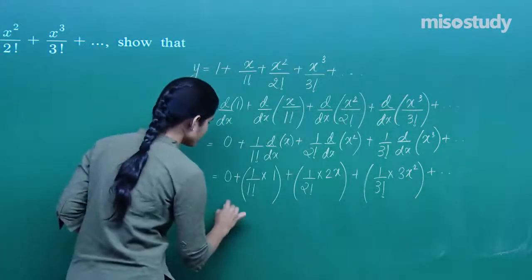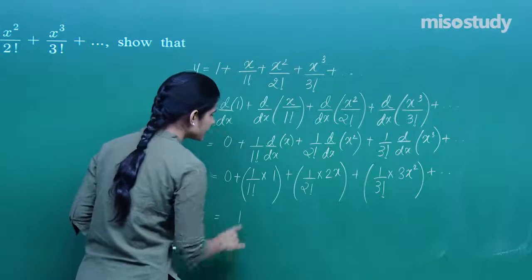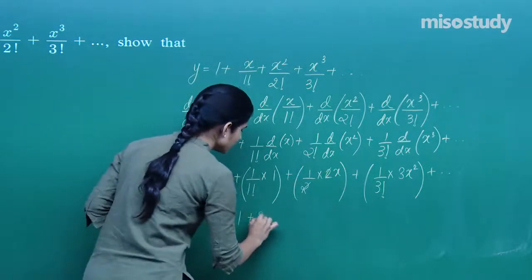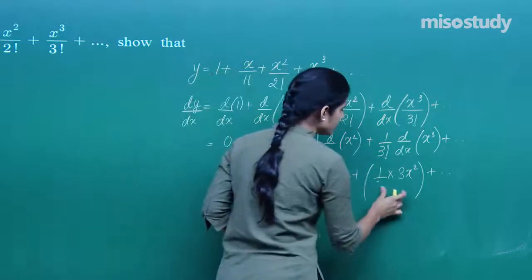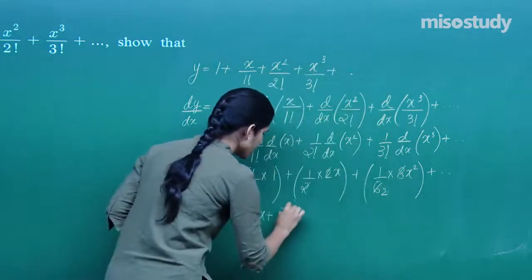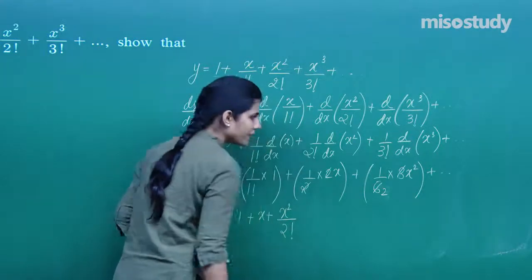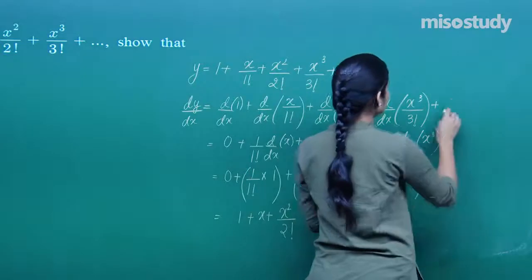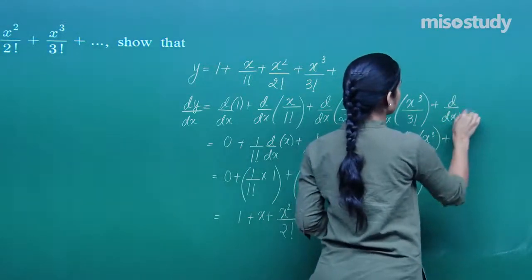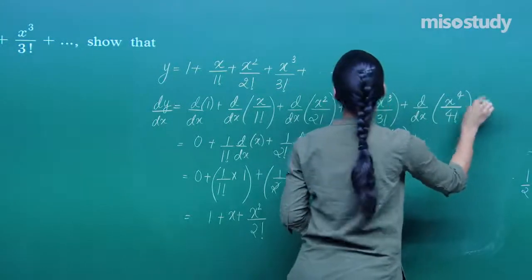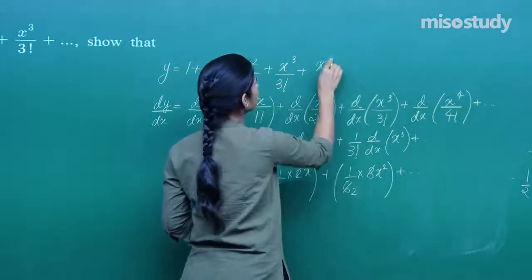So, what have you got? 0 plus 1, 1 factorial is 1. So, 1 plus 2 factorial is 2, 2 cancels out, you have x, 3 factorial is 6. So, you get x square by 2, 2 is same as 2 factorial. After this, suppose I write one more term, x to the power 4 by 4 factorial, just by following the pattern.